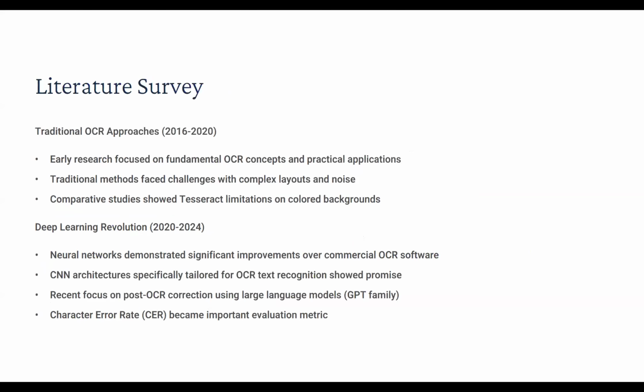Talking about the literature survey, the traditional approach, which was earlier carried out, was on improving the OCR. Basically, everyone focused on improving the OCR. But nowadays the focus has shifted to the deep learning revolution, which includes neural networks, CNN architectures, and character error rate, meaning decreasing the character error and increasing the accuracy.